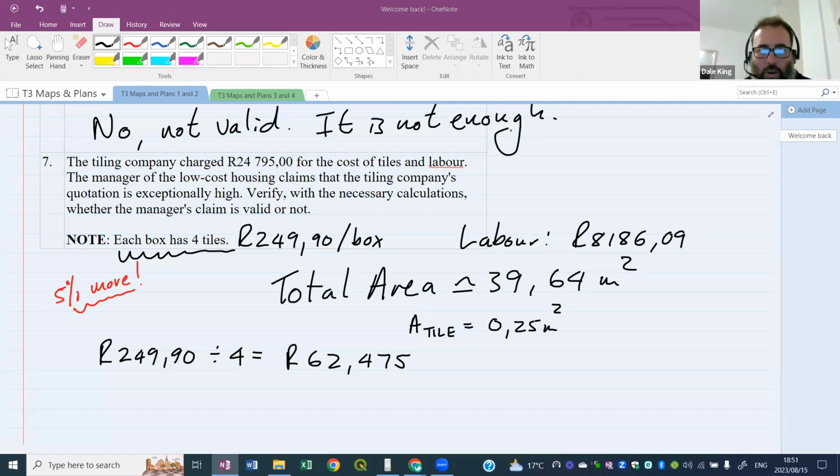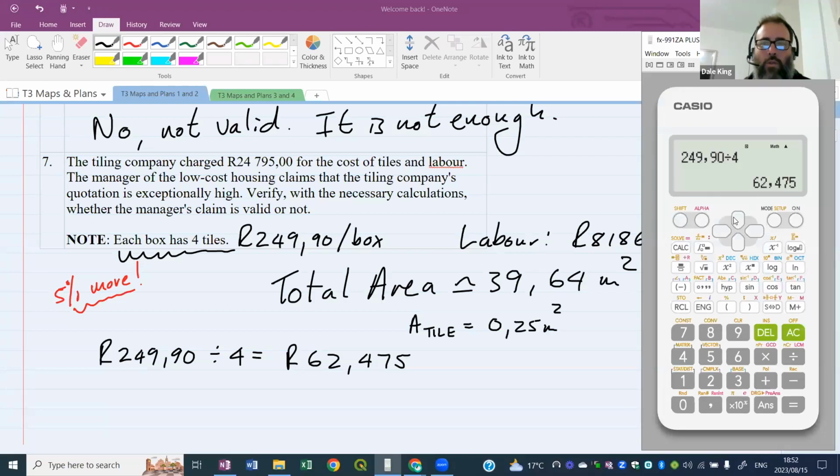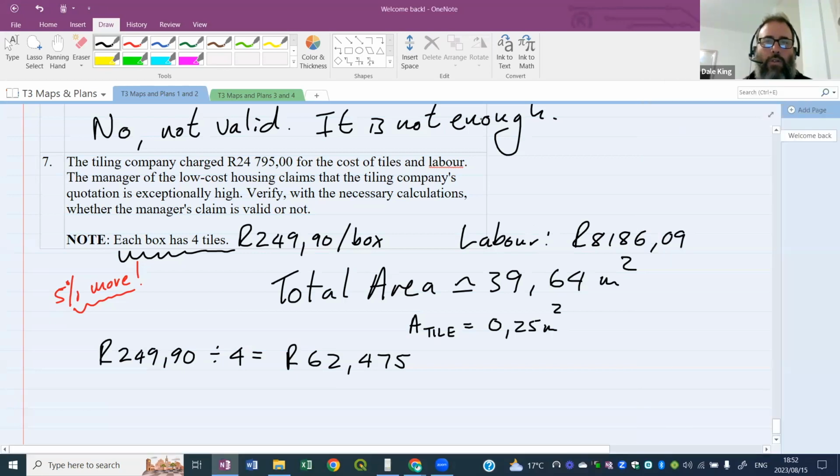Should I round that off? I've done it wrong. 249.90 divided by 4 is 62.475. Do I round that off now? Guys, do I round that off? I want to see a yes or a no in chat. No, thank you, Ben. You do not round off during a question. Okay, good. Everyone's saying no, don't do it. Good. You do not round off during a question.